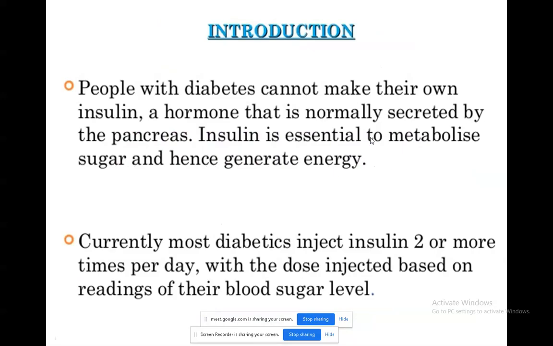It's the insulin pump. So what is an insulin pump? Normally the patient who is suffering from sugar will be taking insulin daily, based on their needs. Diabetes patients will take the insulin hormone, which is a type of hormone secreted by the pancreas.